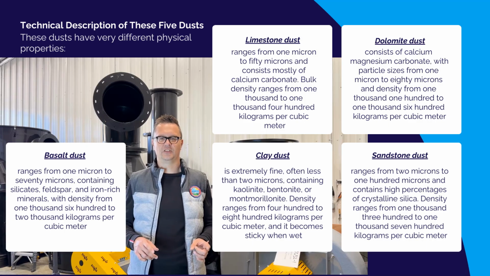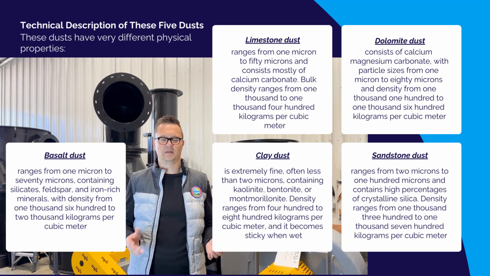Technical description of these 5 dusts. These dusts have very different physical properties. First, limestone dust ranges from 1 micron to 50 microns and consists mostly of calcium carbonate. Bulk density ranges from 1,000 to 1,400 kilograms per cubic meter.